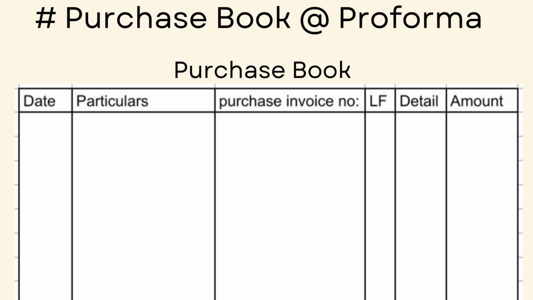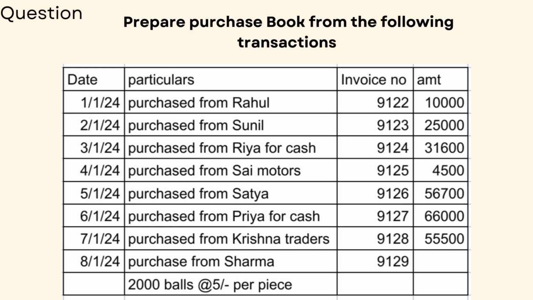So these are the columns you need to draw for purchase book proforma. Now let's understand the question. Before that, please take a screenshot or note these points into your book. Okay, now let's see the question. Prepare purchase book from the following transactions. We have date, particulars, invoice numbers, and amount. Okay, first we have 1st January 2024, purchased from Rahul 10,000. Here you need to identify whether it is a credit transaction or a cash transaction.